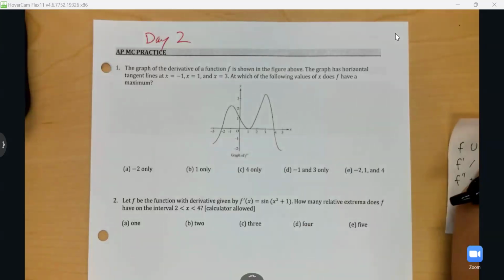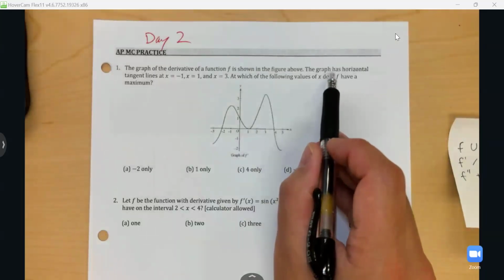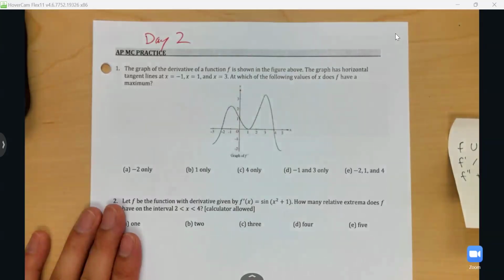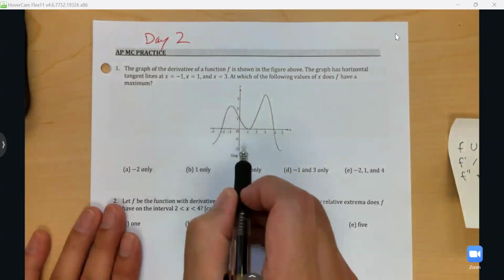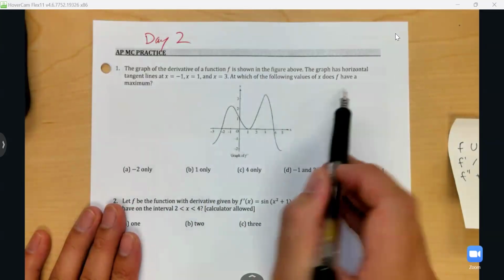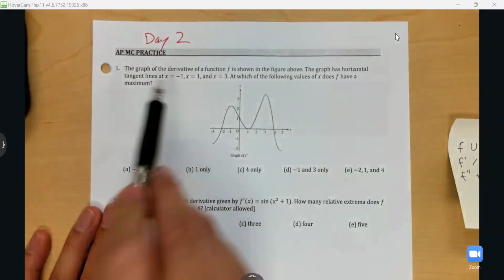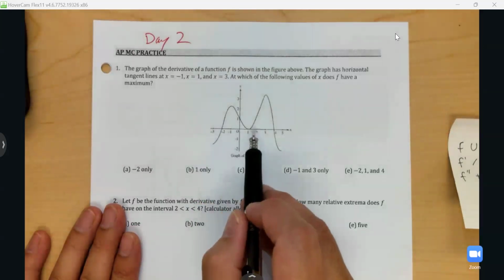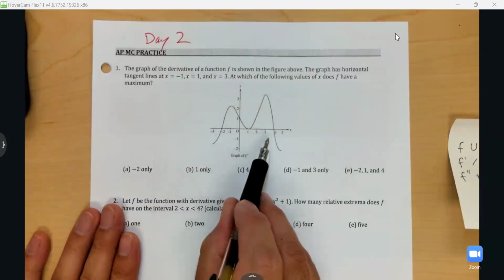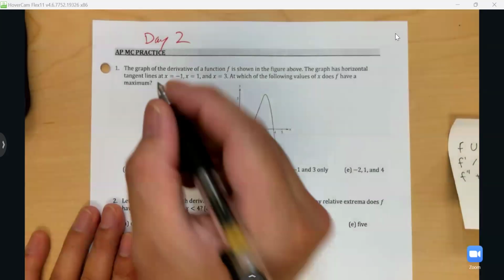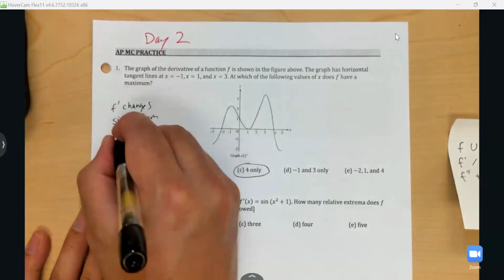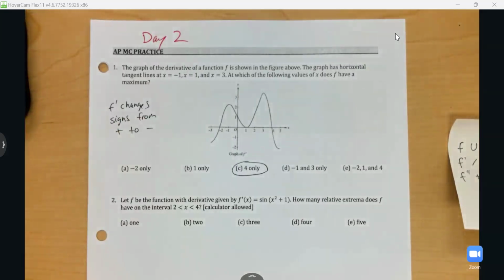Okay, so we're also confirming that the graph of f of x has horizontal tangent lines at x equals -1, 1, and 3. So we need to be seeing sign changes at those locations too. So at x equals -1, oh, my apologies there. That's actually horizontal tangent lines on f prime, what we're told here. Strictly what we need to find is where does f prime change from plus to minus. So that would occur at x equals 4. Okay, so we're strictly looking for f prime changes signs from plus to minus. Okay, question 2.